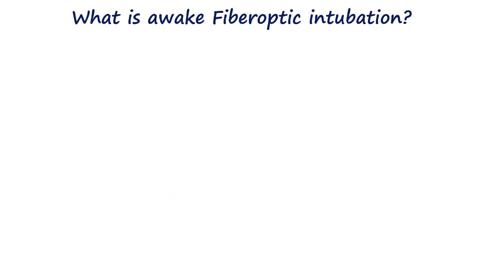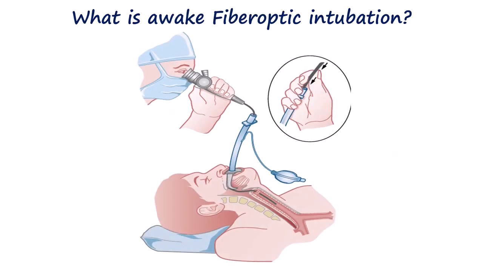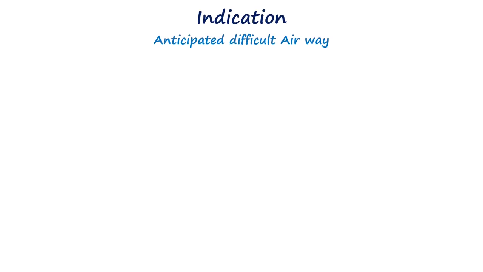Awake fiber optic intubation is a technique used to secure the airway in patients who are awake or lightly sedated, utilizing a fiber optic bronchoscope to visually guide the placement of an endotracheal tube. It can be performed either orally or nasally. It is considered the gold standard for managing an anticipated difficult airway, particularly in elective procedures.